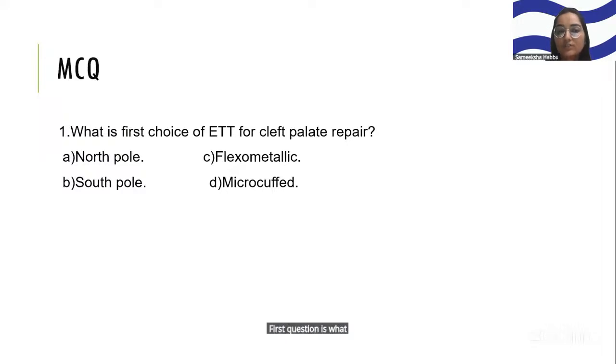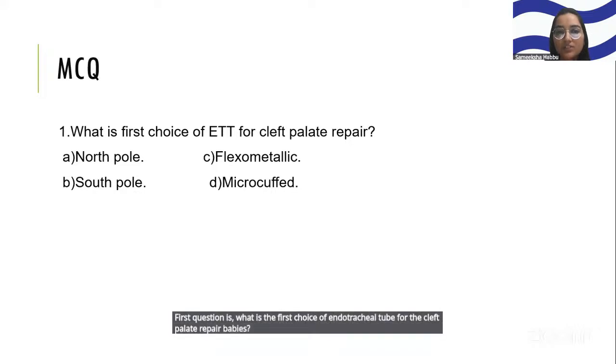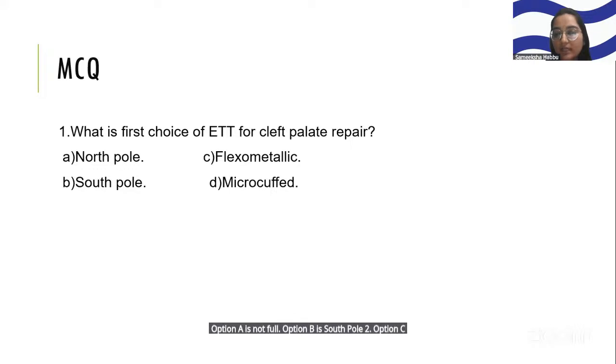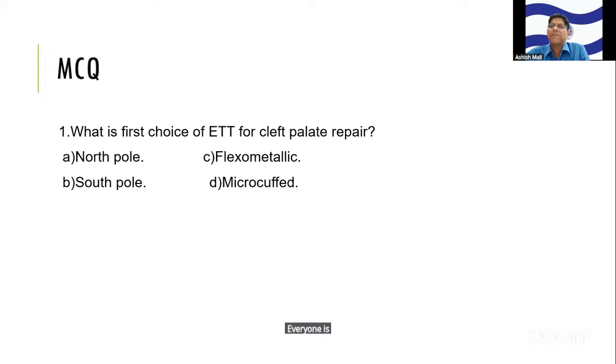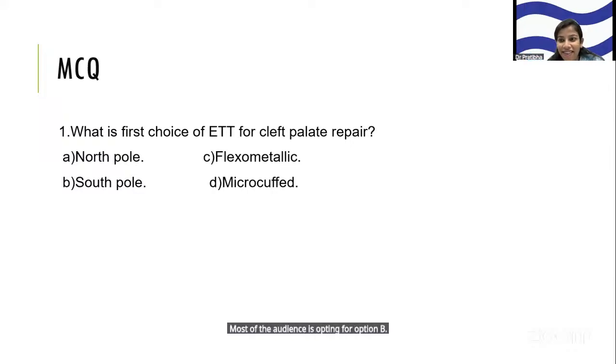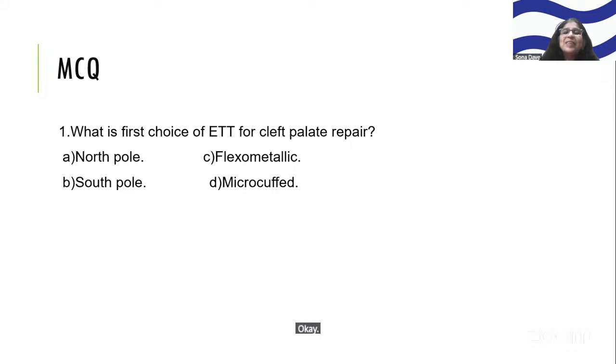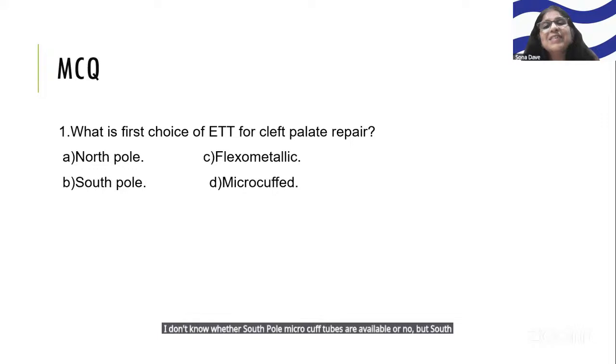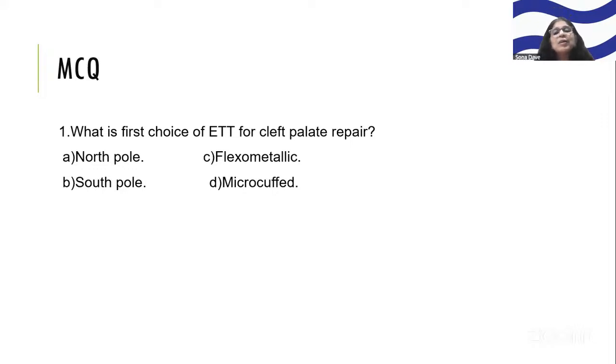First question is, what is the first choice of endotracheal tube for cleft palate repair babies? Option A is North Pole, option B is South Pole tube, option C is flexometallic, and option D is microcuff tube. Most of the audience is opting for option B. Ma'am, 45 seconds for each question. Maximum responses are for B and D. I don't know whether South Pole microcuff tubes are available or not, but South Pole is the correct answer. B.